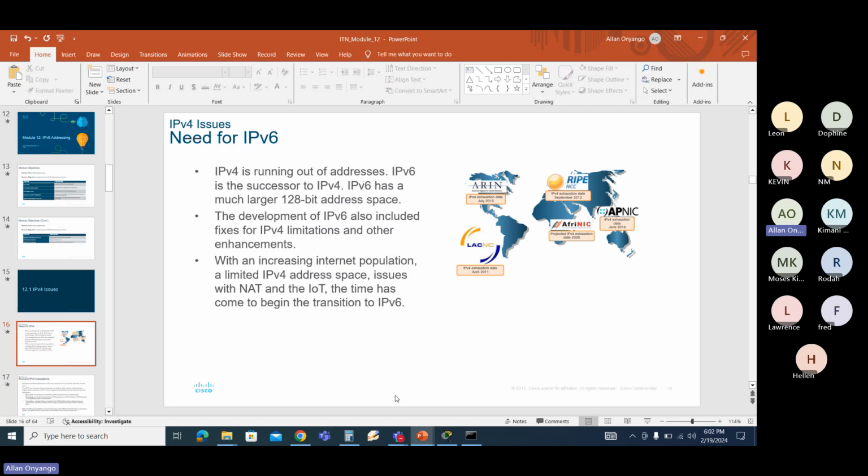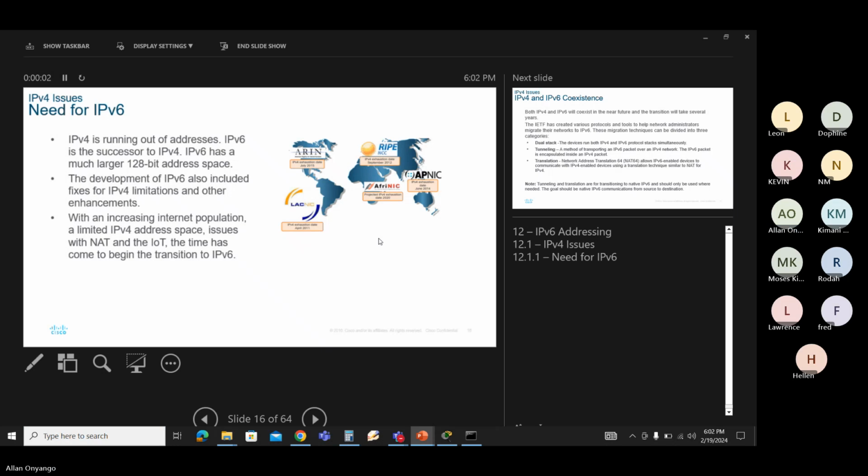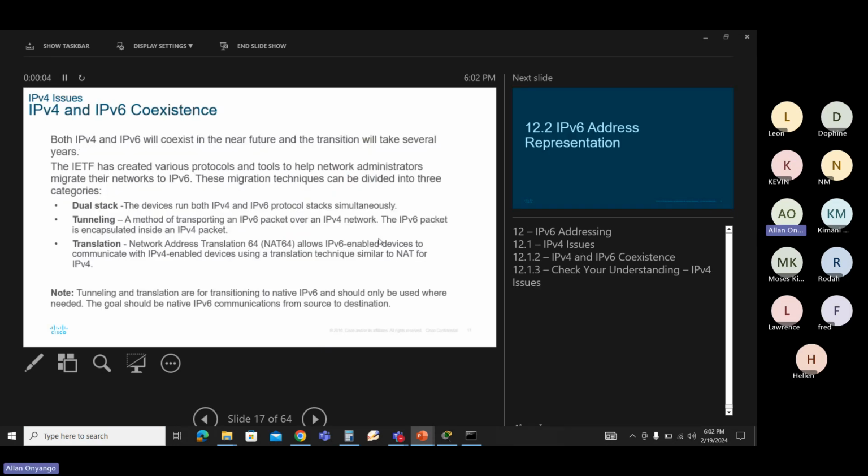What are some of the strategies that we put forward, or the world has put forward through the IETF to make the transition? And this will come to your exam. How are we going to be moving? So there are three transitional strategies. We cannot just wake up today and tomorrow we are no longer using IPv4. That is wrong. That will never happen.